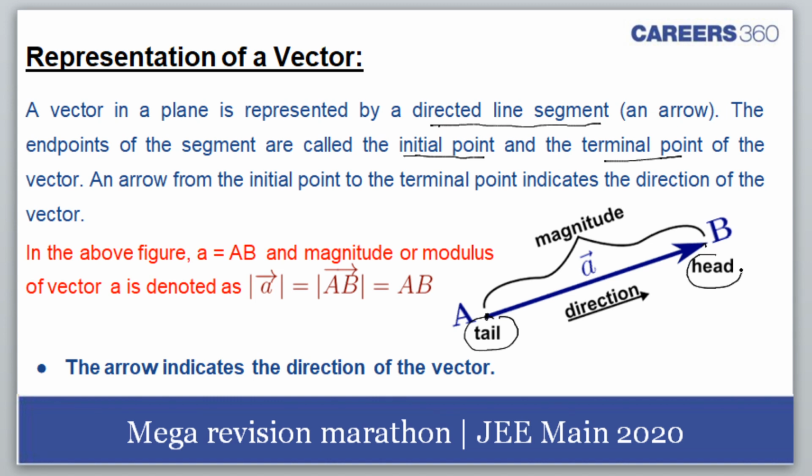And this is known as the head. This is the terminal point. And the length of the vector without the arrow head on it is known as the magnitude or the modulus of a vector.